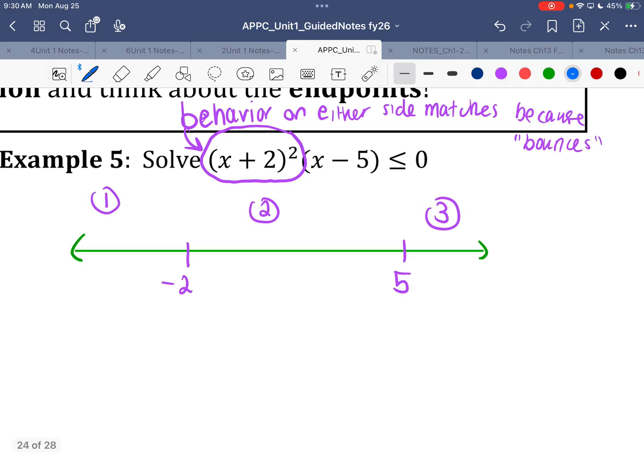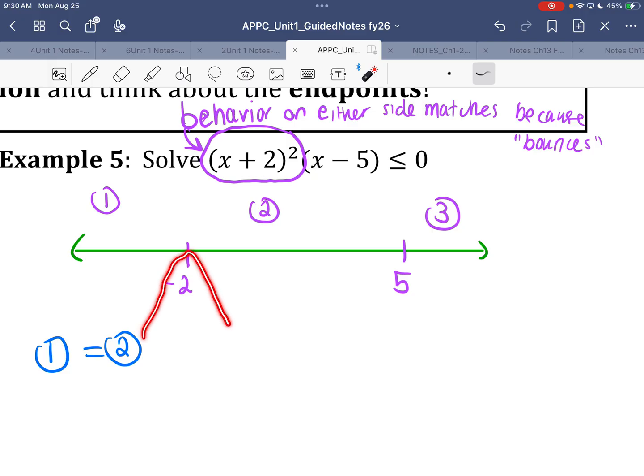All right, at x equals -2, what type of multiplicity does it have, an even or odd? Even. So at even multiplicities, the behavior will always match on either side of it. So the behavior on interval 1 is going to be the same as the behavior on interval 2. They will either both be positive or both be negative, because it's like either bouncing down on either side of it, or bouncing up.